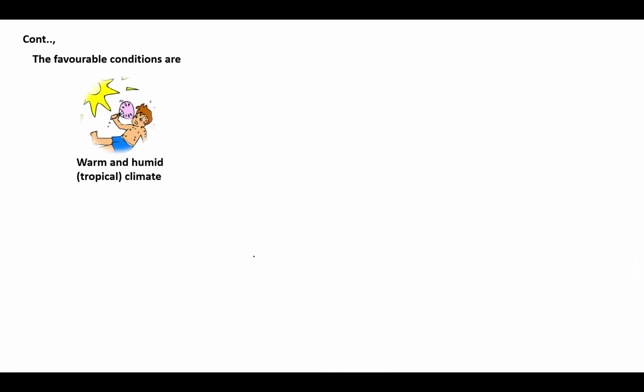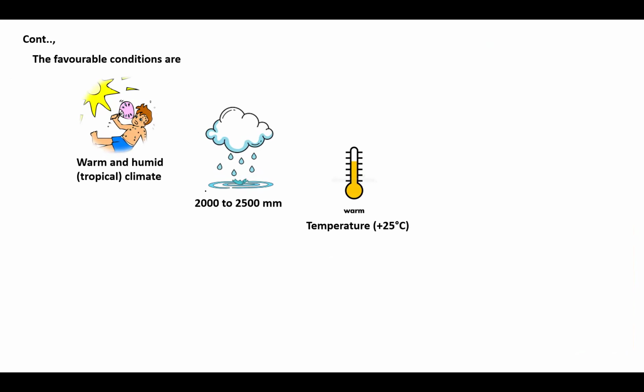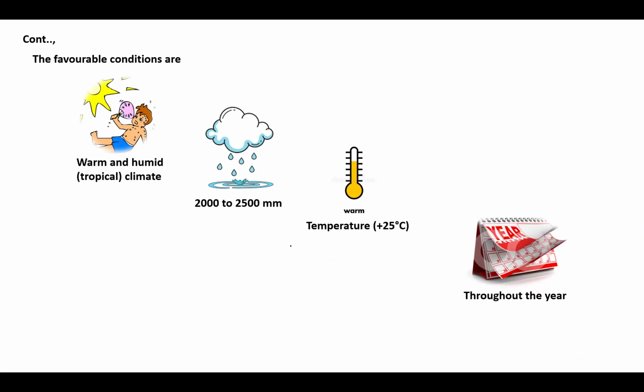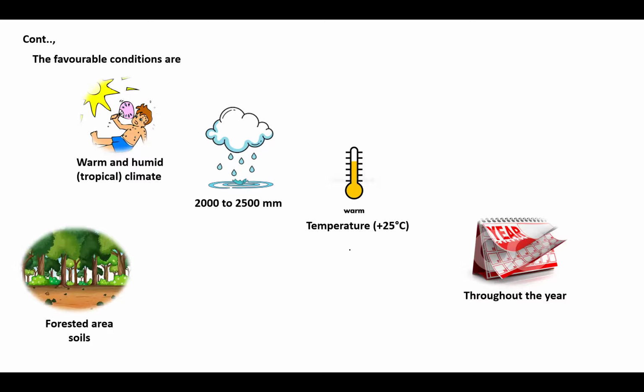Definitely there should be a warm and humid tropical climate, with rainfall of around 2000 to 2500 millimeters, and temperature of more than 25 degrees Celsius. All these three conditions should be present throughout the year. The warm, humid climate, the rainfall intensity and the temperature of more than 25 degrees Celsius should be present throughout the year. Followed by this, tropical forest area soil should be there.